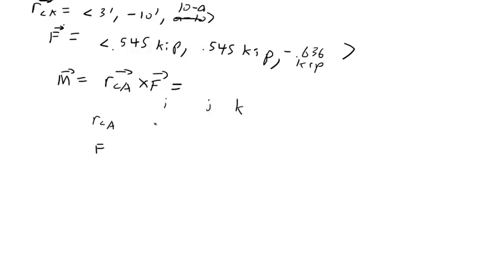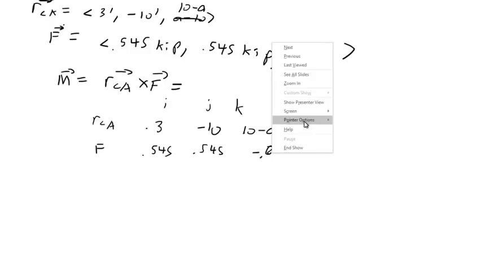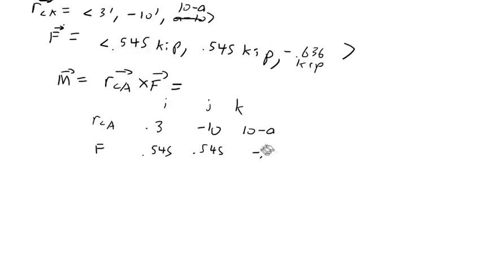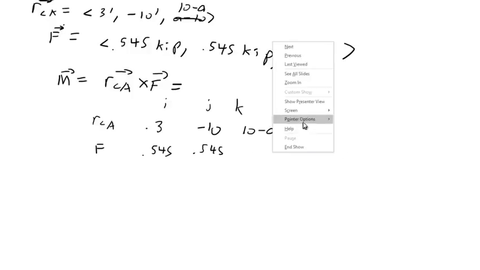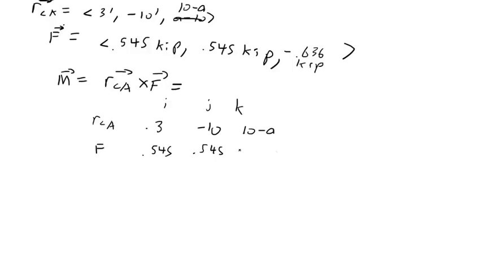So we're going to have here, actually, 3, negative 10, and 10 minus A. And here we'll have 0.545, 0.545, and negative 0.636. Yes, I know. Negative 0.636.